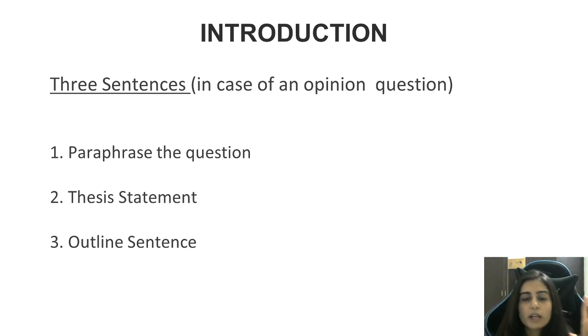So the first paragraph in any kind of essay is your introduction, which usually has 3 sentences. The first sentence is to paraphrase the question. The second sentence is your thesis statement. The third sentence is your outline sentence. Now, in case the question is asking your opinion, then only you will be writing the thesis statement.